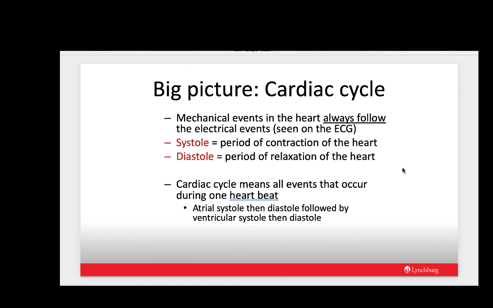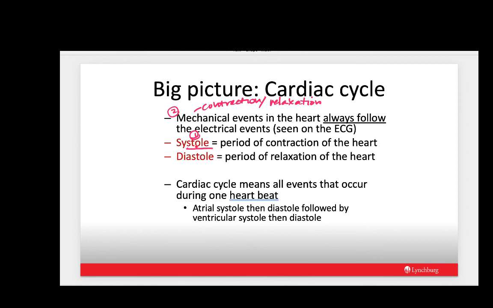This kind of is an introduction to cardiac cycle, which is going to be our next topic. But just as a reminder, the mechanical events in the heart, so mechanical events means either contraction or relaxation, are always going to follow the electrical events. So the electrical event has to happen first. That's the stimulus for the mechanical event to follow.